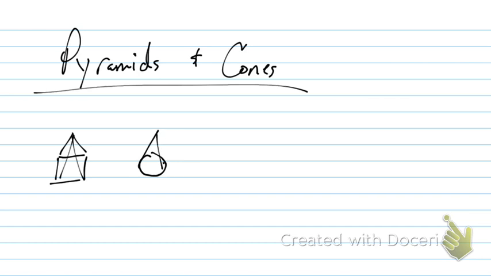But instead of having 2 bases, how many bases do these have? This one's hard to see. This goes to a point right here. How many bases do those 2 things have? Each. 1 each. So that's a little different, right?